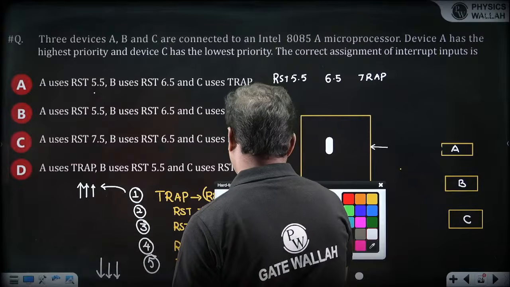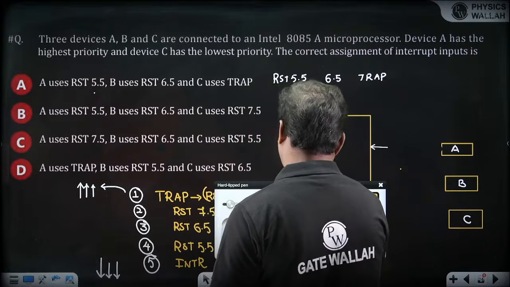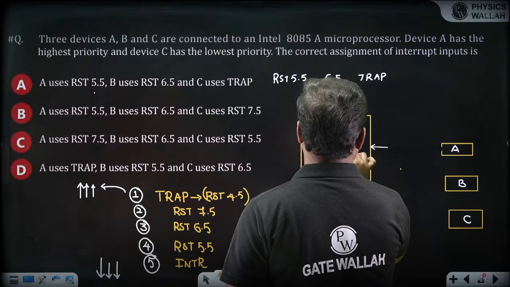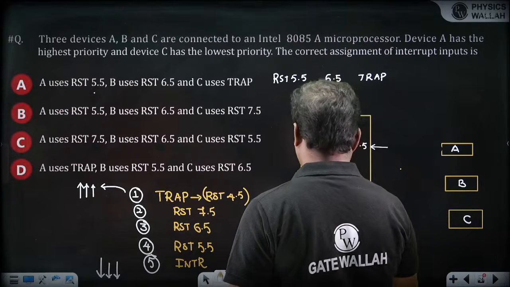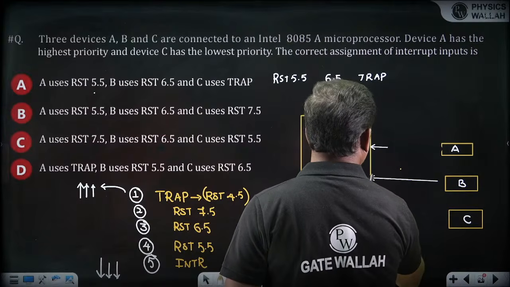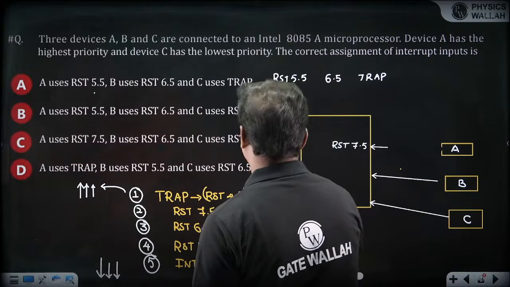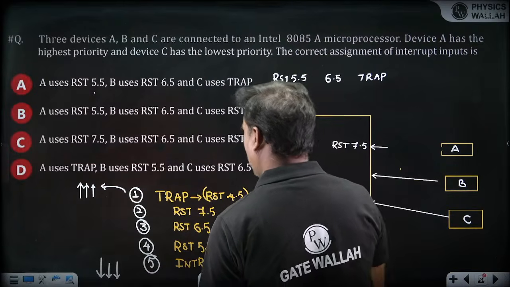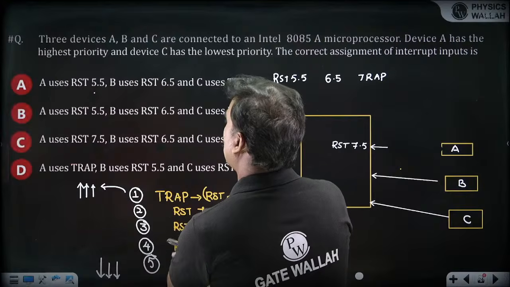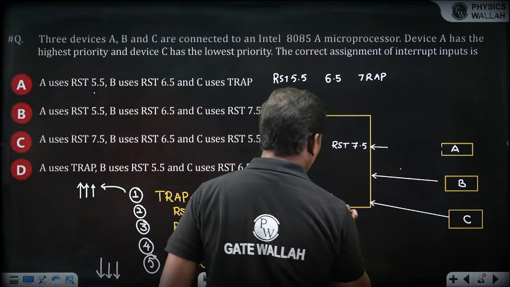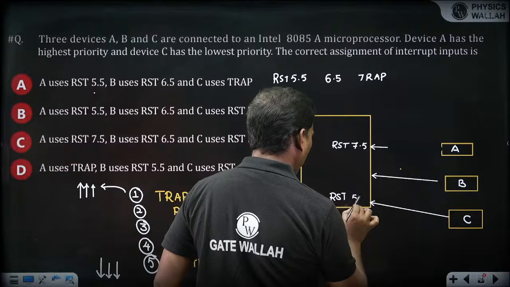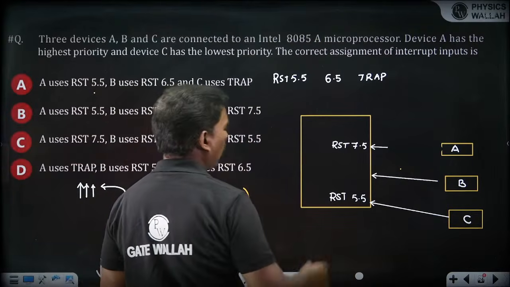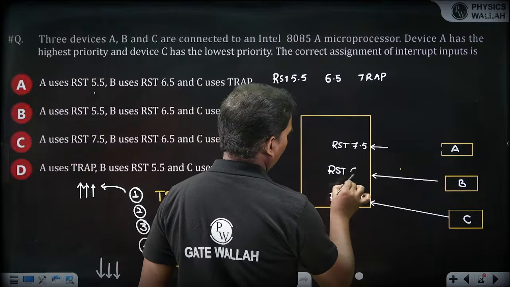Yeah. So this is RST 7.5. Next, C is the least. Device C has the lowest priority. The lowest priority is 5.5. So this is RST 5.5. And device B is the highest, next is middle priority. So RST 6.5.